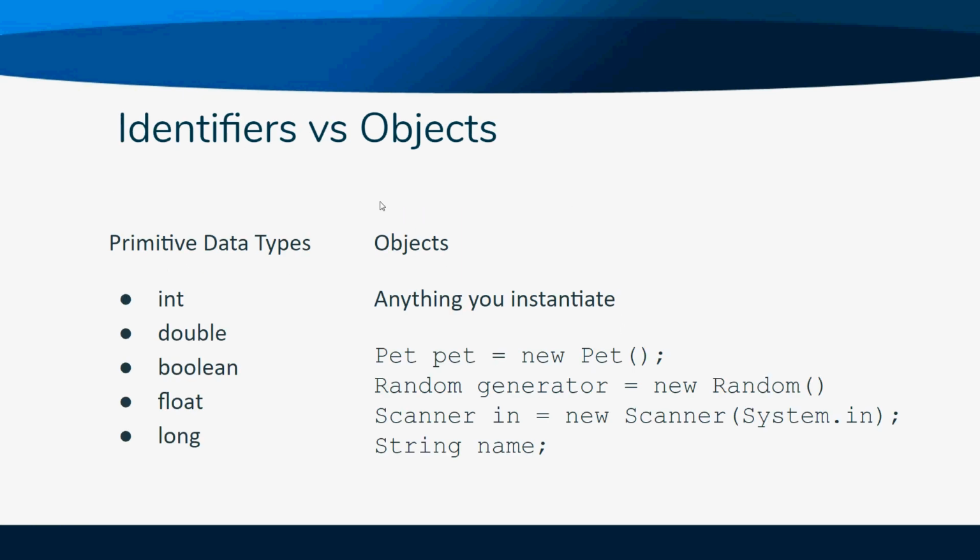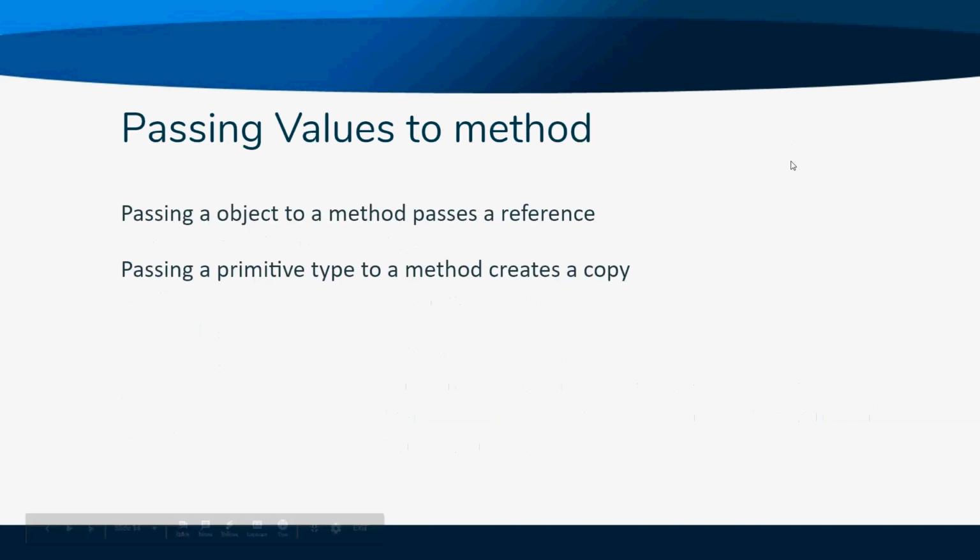Okay, so now we're going to talk a little bit about objects and identifiers. So we have primitive data types. You have an int, double, boolean, float, long. Objects are anything you instantiate. So Pet, Random generator, the Scanner is an object. Any user-defined class would be an object. Strings would be an object. Okay, the difference between them is when you pass an object to a method, you pass a reference to that object. When you pass a primitive data type to a method, you create a copy.